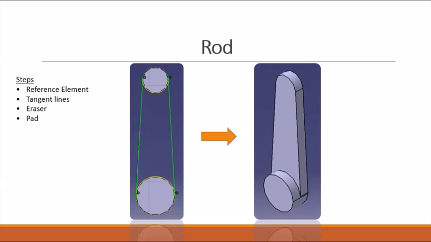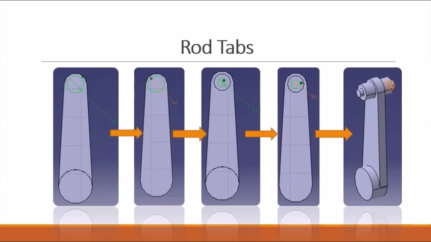Here, the primary length of the rod is defined by first using both of the previous sketches as reference elements, and then using two tangent lines on both of these circles, and then using the eraser tool to take away the top and bottom portions of the cylinder, so only the middle part is left. Once again, the pad tool was then used. Here, the rod tabs at the top of the piston rod were created. Each of these circles are concentric with the upper semicircular part of the rod, and the pad tool is used.